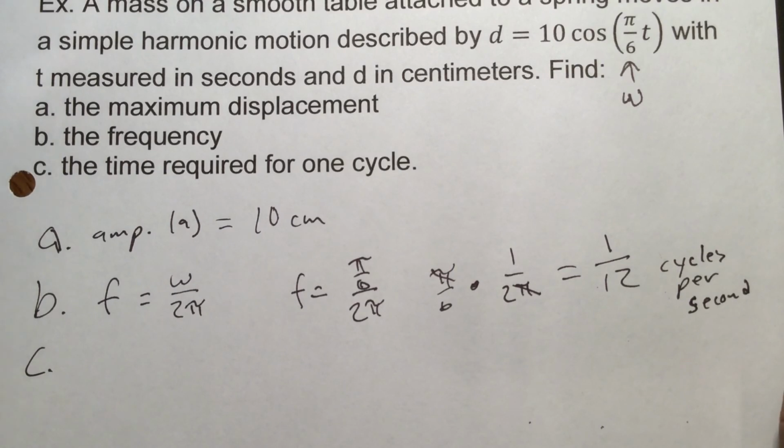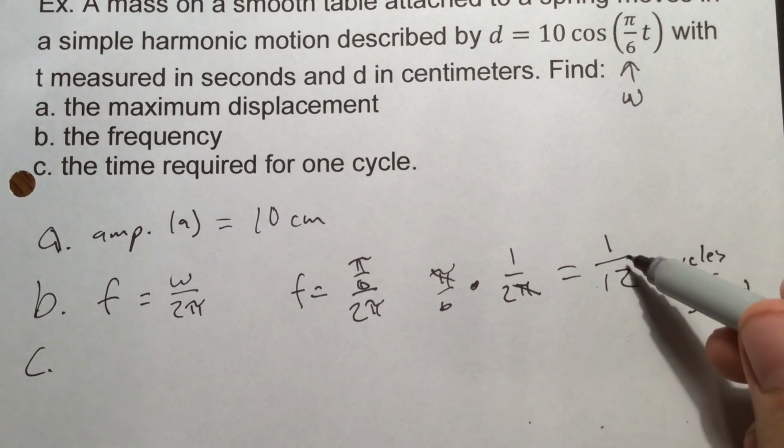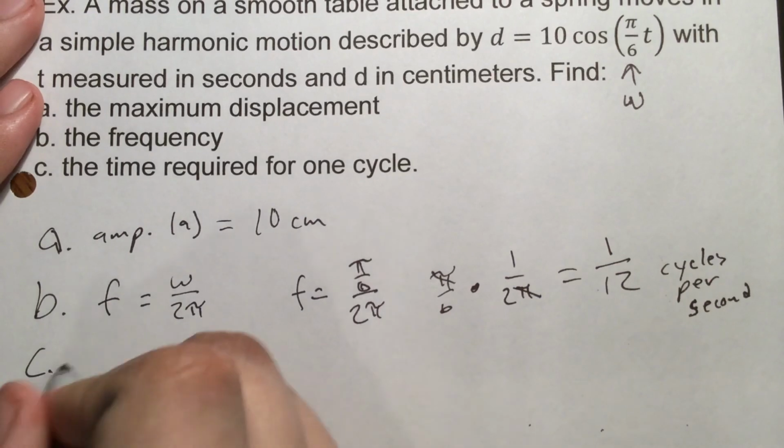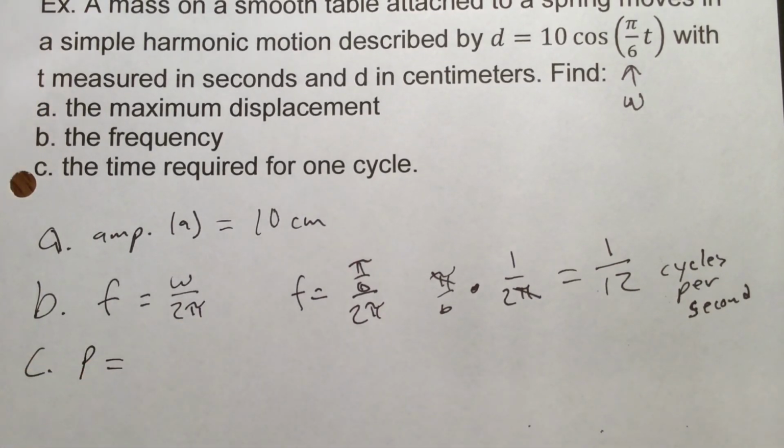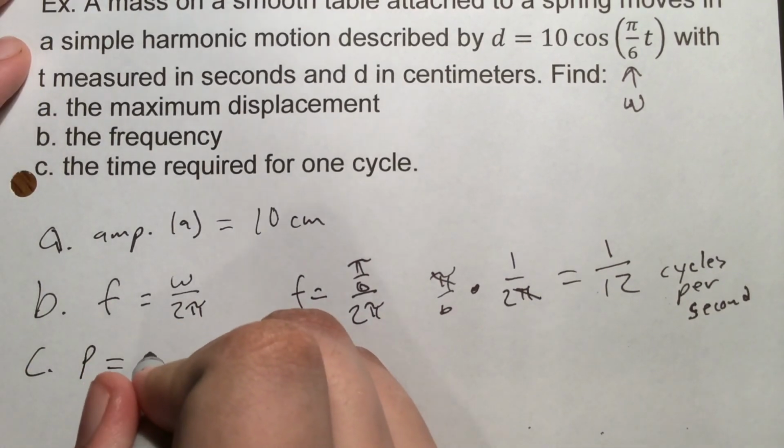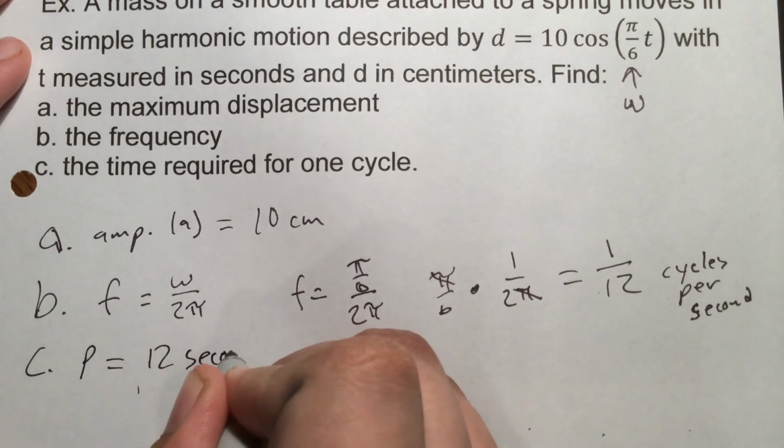Now, is time required for 1 cycle? Well, all we have to do is flip over the frequency because the period is the reciprocal. So period would equal 12 seconds.